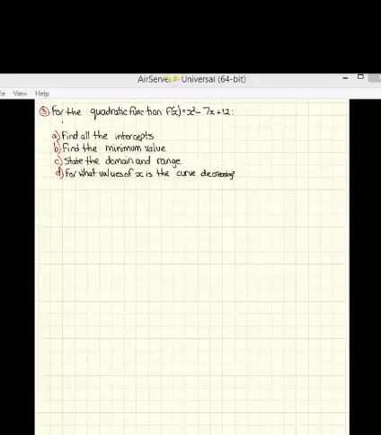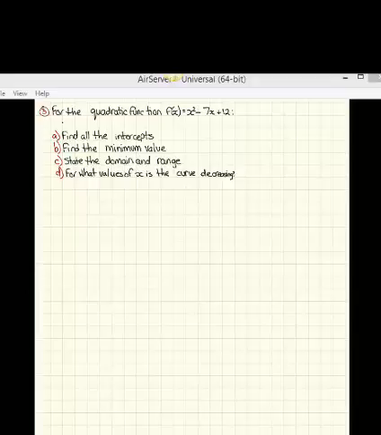So this question is very different. We're given a quadratic function and we are asked to find the intercepts, find the minimum value, state the domain and range, and then answer the question for what values of x is the curve decreasing. So decreasing means is it going down? The difference here though is that we haven't been asked to draw a graph. A lot of students therefore won't draw it.